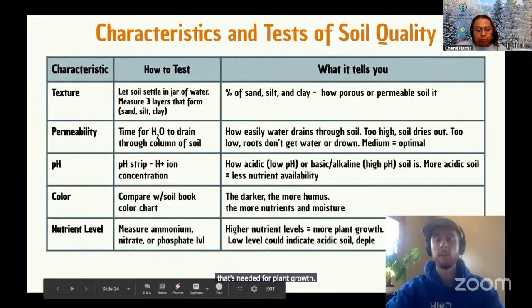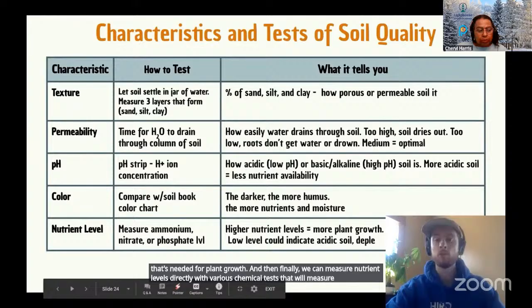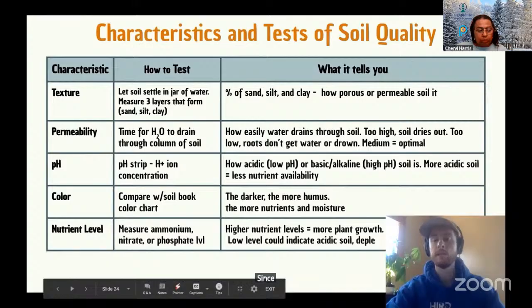And then finally, we can measure nutrient levels directly with various chemical tests that will measure nitrogen sources like ammonium or nitrates and phosphorus sources like phosphates. Since these are key limiting nutrients for plant growth, the more of these nutrients, generally the better a soil can support plant growth.